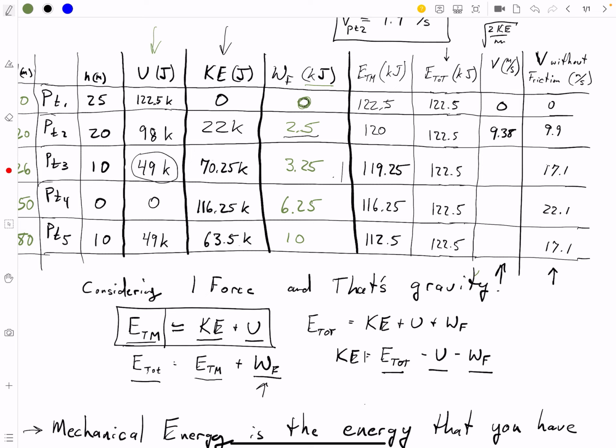Okay. 70.25, so 70,250. Enter. We're going to multiply that by 2, divide by 500, and then take the square root. 16.76. Let's just say 16.8. Okay. So there we go.